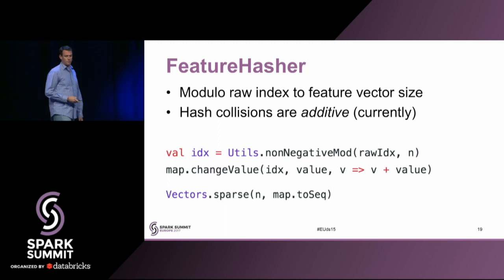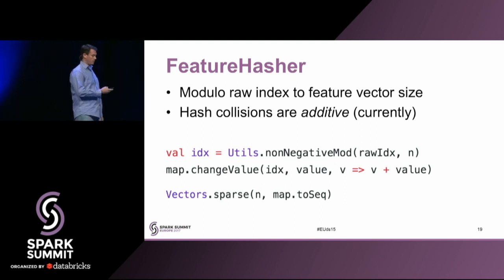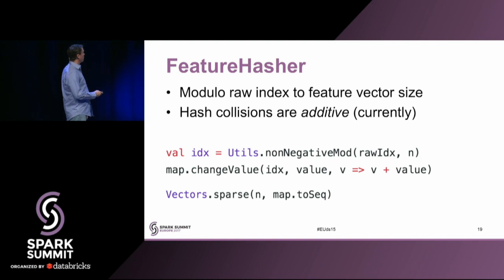And then the last step is to modulo that raw index into the vector size. Obviously we want it to be non-negative because we can't have negative indices in our vector. And then we change the value in the temporary map that we're building up, to 1 if it's a categorical variable, or to the value if it's real.